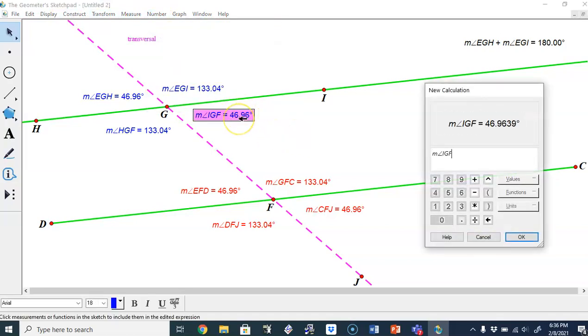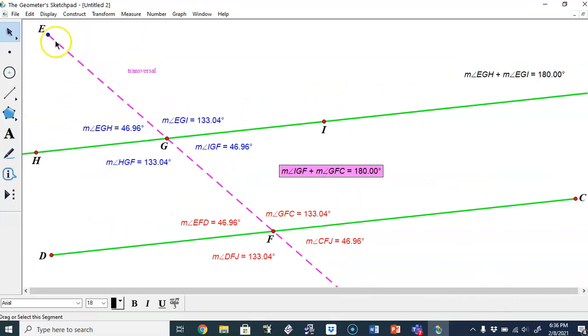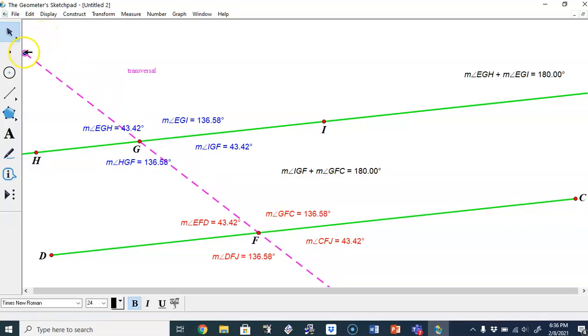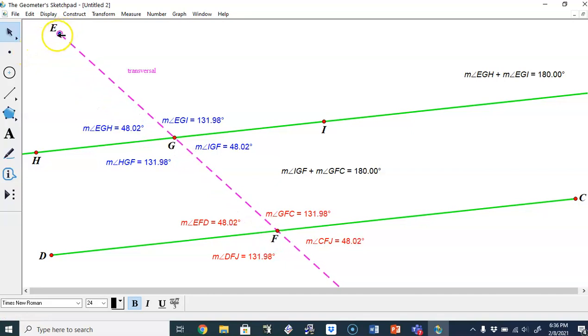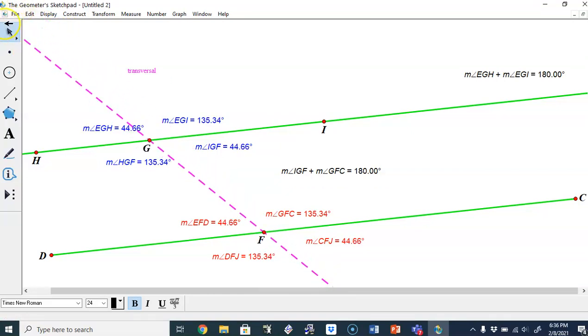Let's take this one and this one. And again, look what happens. 180, exactly. And I'm going to move my transversal, and it's not going to matter. Watch. Changing the sizes of those angles, this one's only 43 now, and this one's 136, but they're still adding up. They're always going to add up to 180, no matter how you change these angles, no matter how you move this transversal to change those angles.